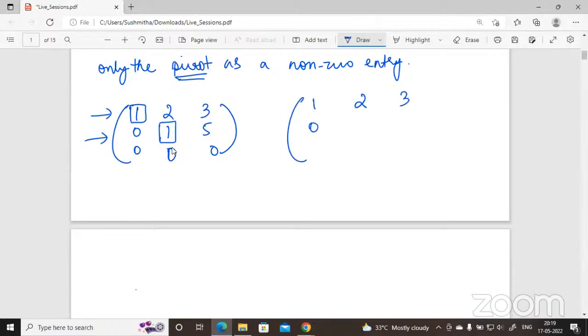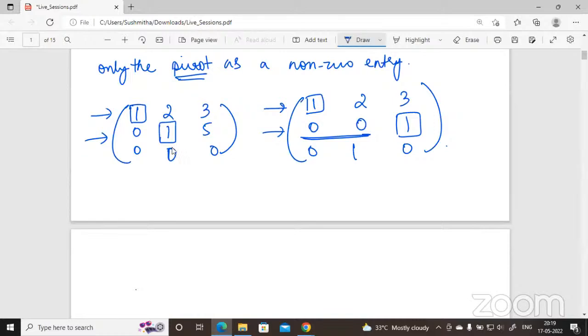What about this one? Is this in row echelon form? No, ma'am. This is not in row echelon form. It satisfies everything else, right? The pivot here is 1. All the entries below the pivot are 0. The pivot here is 1. The entries below the pivot are 0. Everything is fine. But the leading zeros here are more than the leading zeros here, which is not okay.